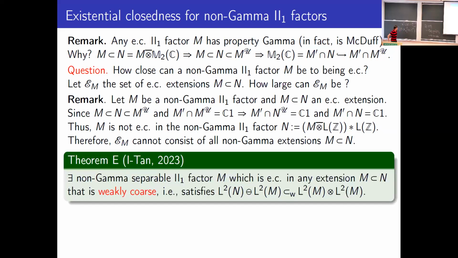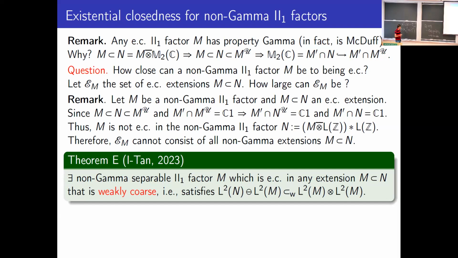So here's the result we prove. There exists a non-gamma separable II1 factor M, which is existentially closed in any extension M into N that is weakly coarse. What does it mean to be weakly coarse? The orthogonal complement of L2 of M inside L2 of N is weakly contained in the coarse bimodule. So this is a general condition on a bimodule where you just say L2 of N minus L2 of M is weakly contained in the coarse bimodule.